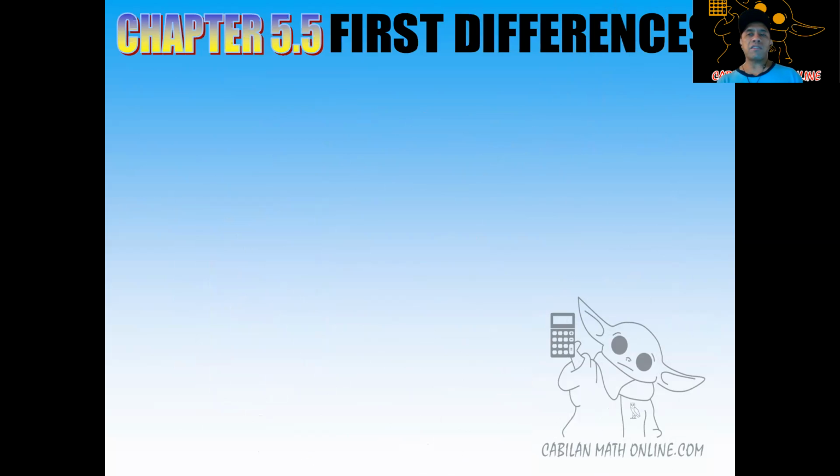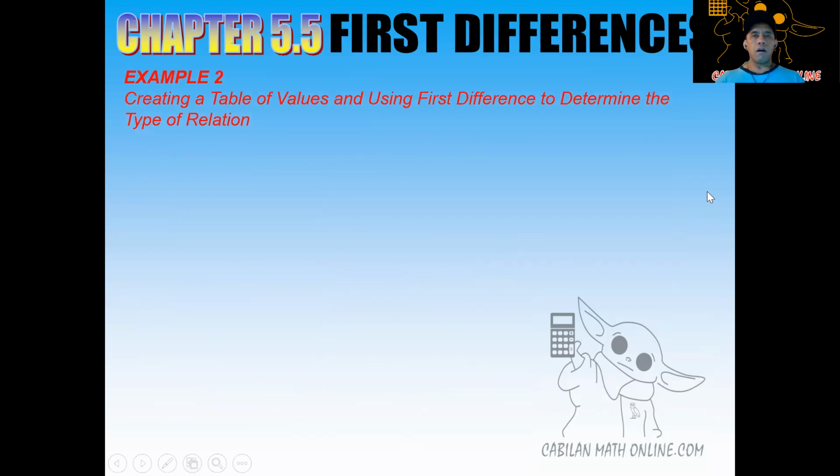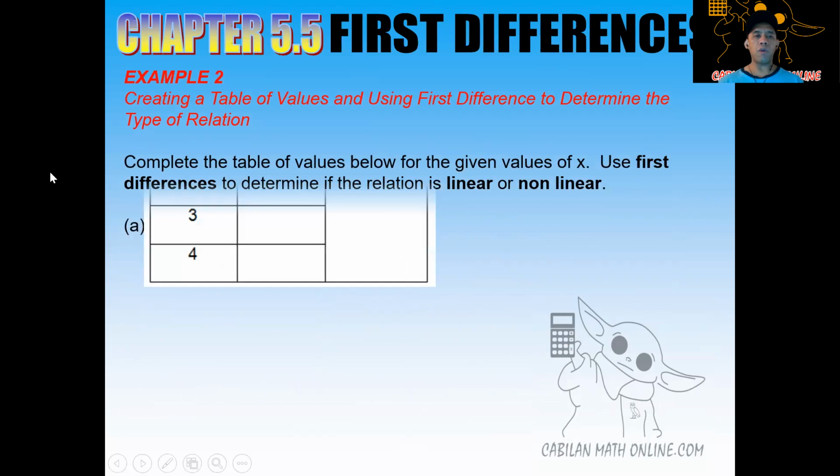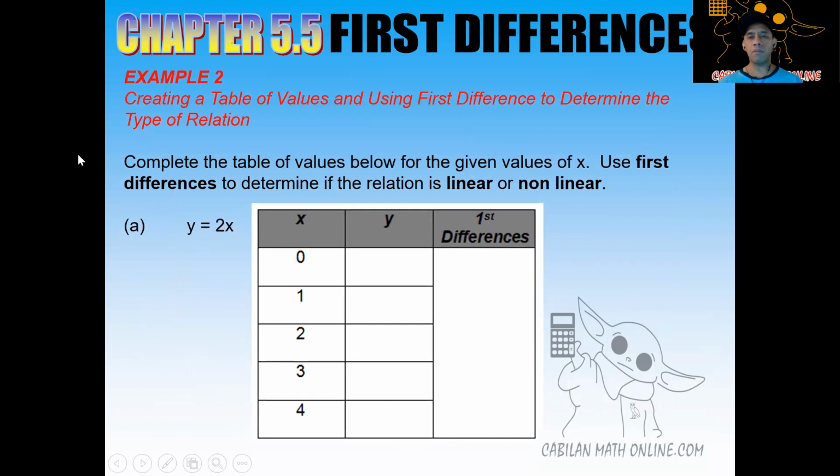All right, we're going to wrap this up here, and we're going to put everything together. We're going to construct a table of values using equations, and then from there do the exact same thing, calculate the first differences, and then from there determine whether we have something that's linear or non-linear. All right, so when you're looking at this question over here, what we have here is a table of values and an equation. And what we want to do here is to complete the table of values, calculate the first differences, and determine if something is linear or non-linear.